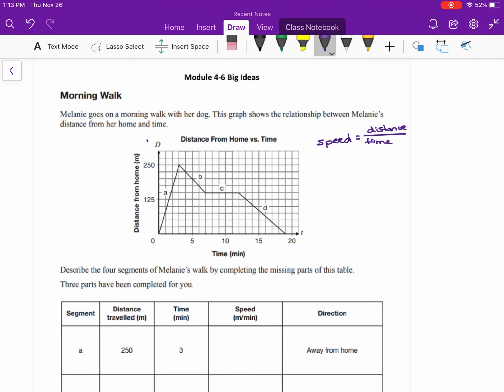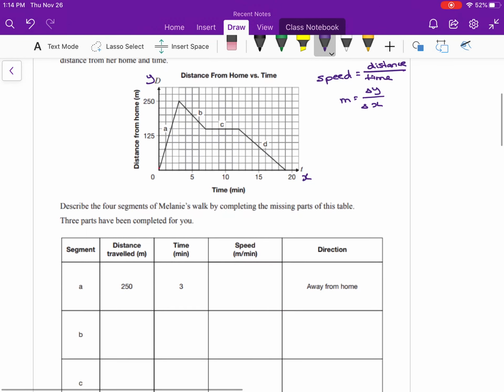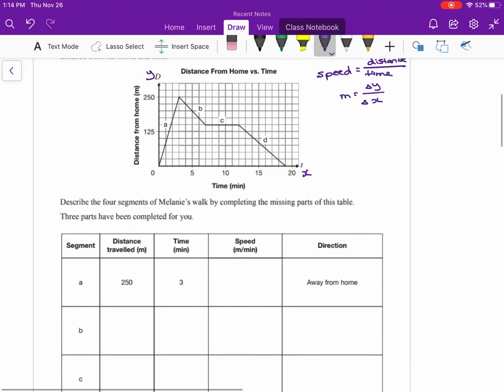And what we saw was that because in a distance time graph, this is y and this is x, it's the same thing as having the change in y, the change in the distance, divided by the change in x, the change in the time. So it's an equivalent way of writing that. What it tells us is that when we're looking at a distance time graph, the steeper the slope, the higher the speed. And so we can calculate the speed of any segment. There's a chart here for us.